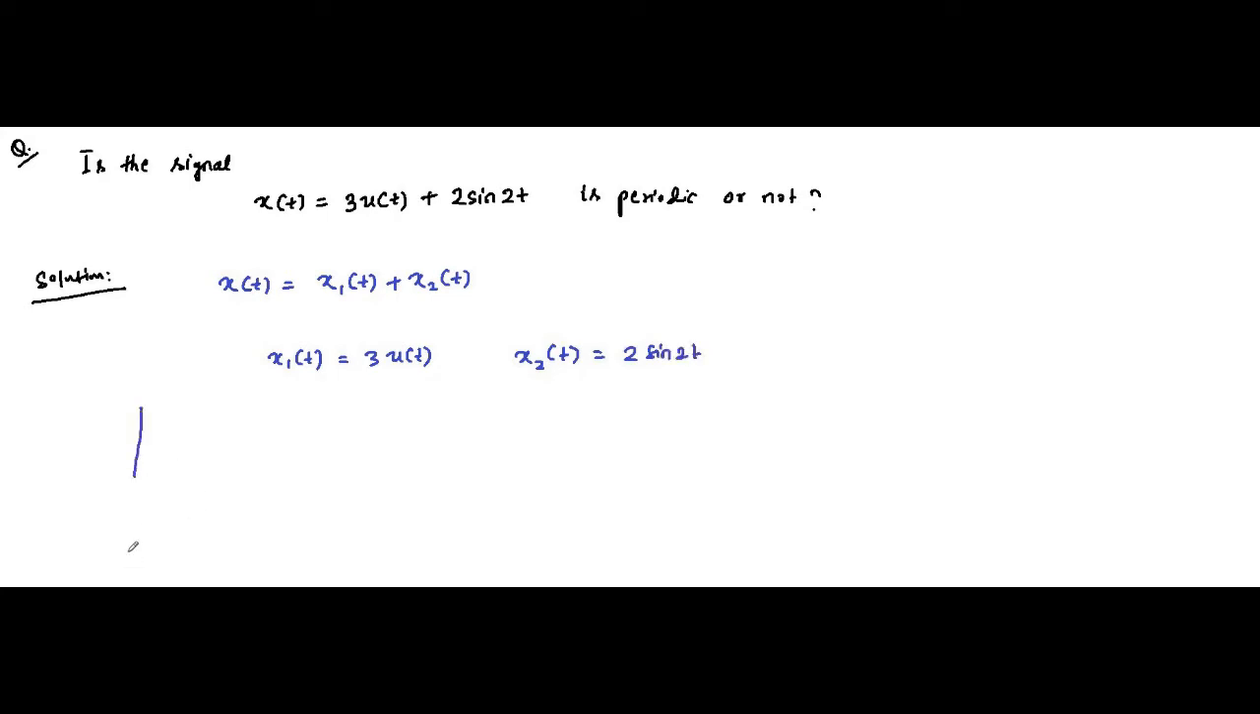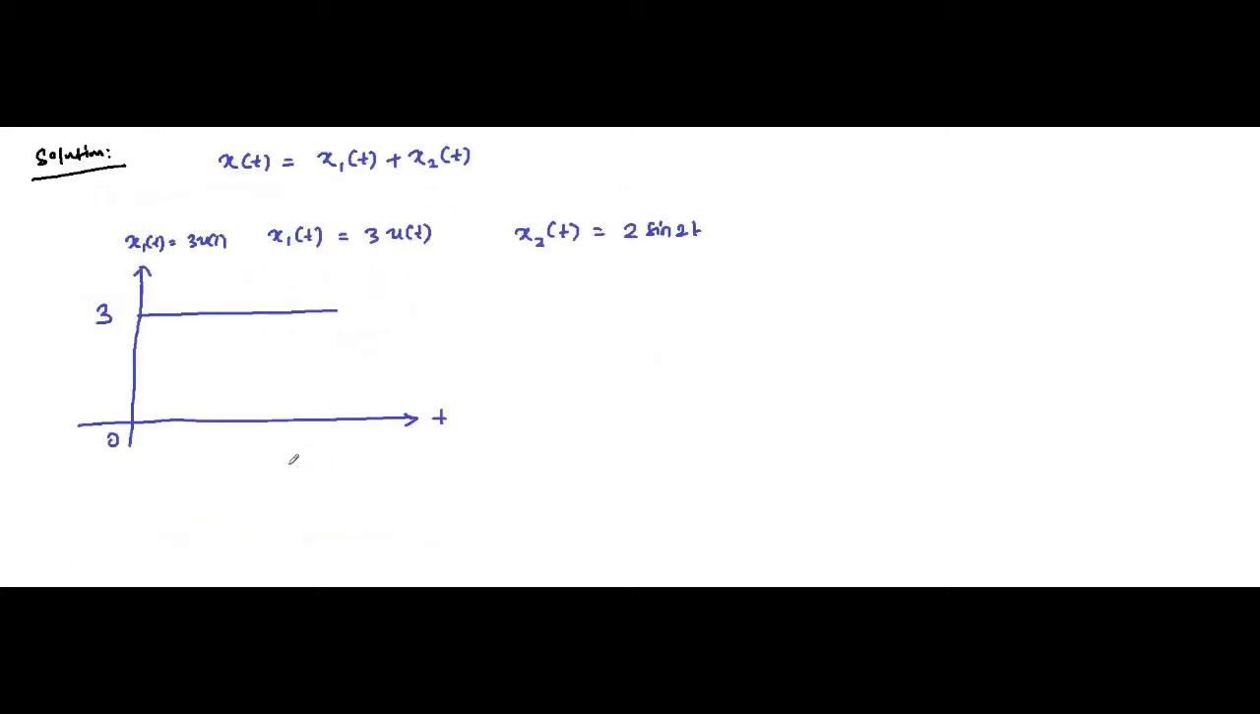Here the unit step signal is a causal signal existing only for the positive time interval. This x1(t) equals 3u(t) is a non-periodic signal because there is no fixed pattern which is getting repeated.